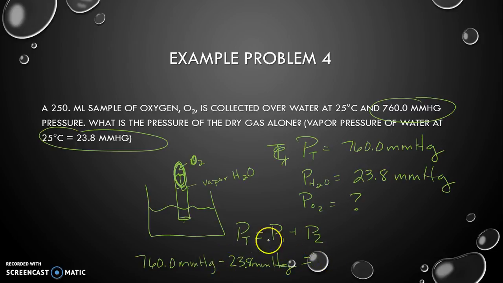And why did I minus it? Because here we've got to subtract, right? That would give me the pressure of the oxygen. All right, so I take my calculator and I put 760 minus 23.8. And that gives me 736.2 millimeters mercury. Okay, significant figure rules for addition and subtraction: there's one decimal place, so we need one number after the decimal here.